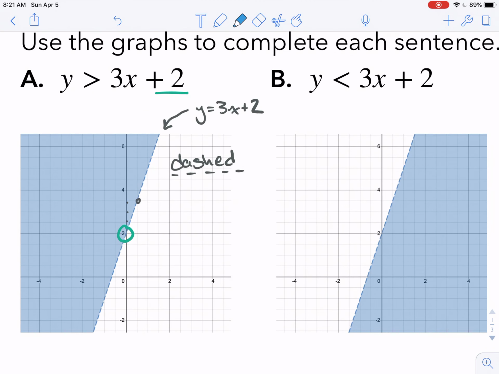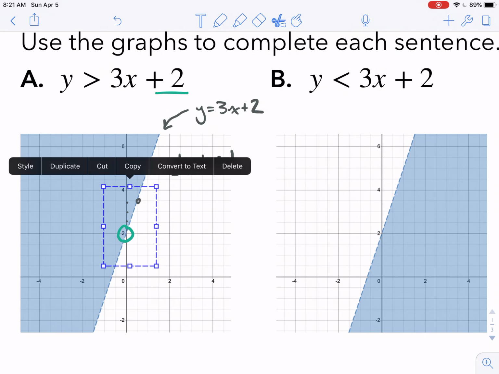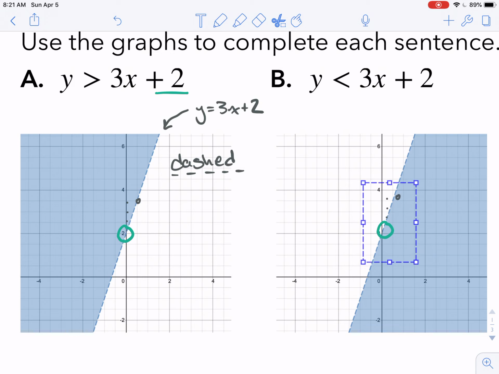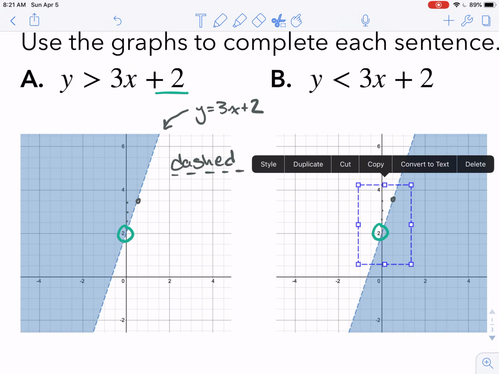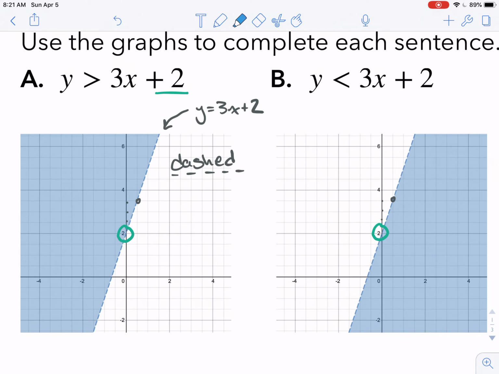And our next graph is very, very similar to our first one. Our inequality has y is less than 3x plus 2, which is almost the same, except instead of greater than, we have a less than. And the only thing different, well, first let's look at what's the same. We have our y-intercept. We have the same slope. That's the same on this graph as well. And the only thing that's different is the shading is on the other side.